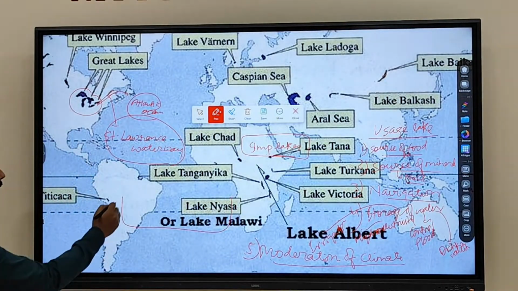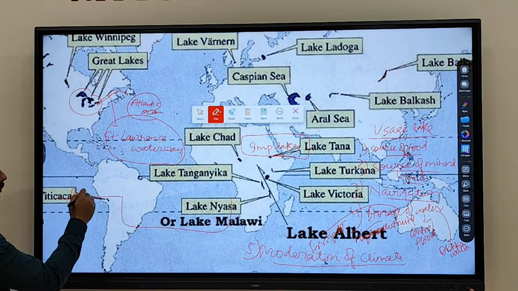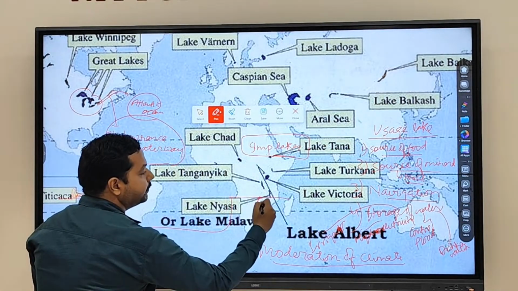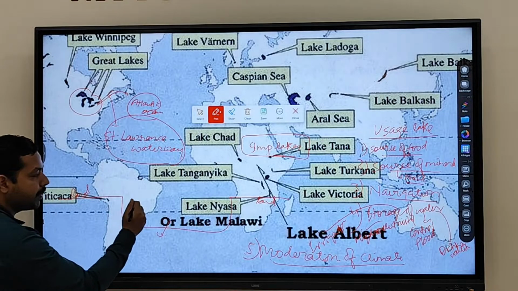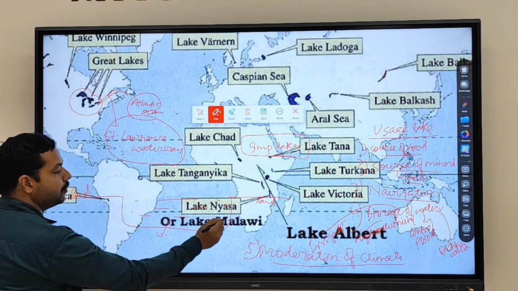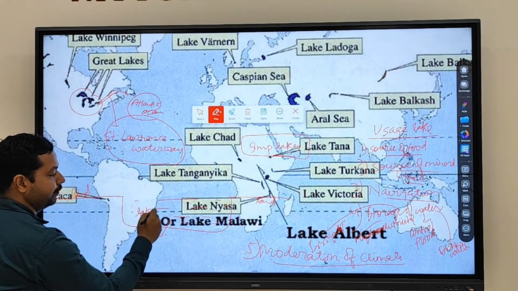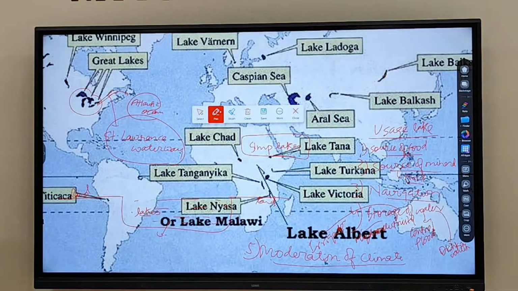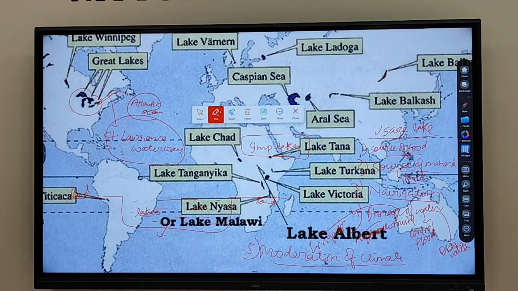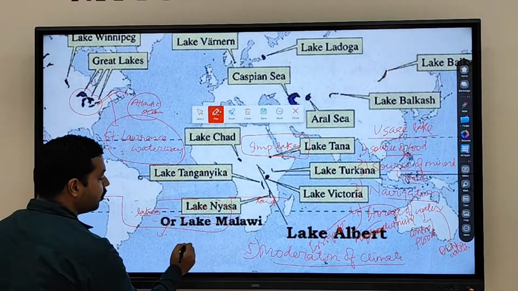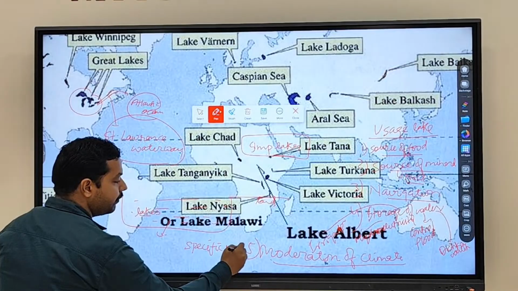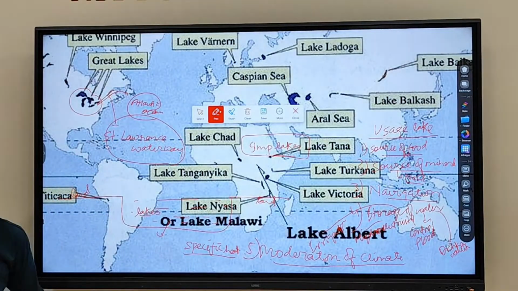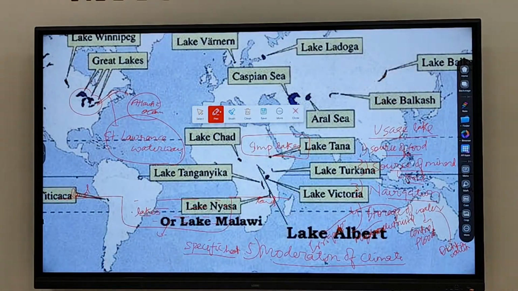Let's say this is a land area. This is a land area, and this part is what? This part is your lakes. Now, what you have to keep in mind is the concept of, there is a term called specific heat. Anyone aware about this term? Specific heat. What does the term specific heat mean? Anyone aware?